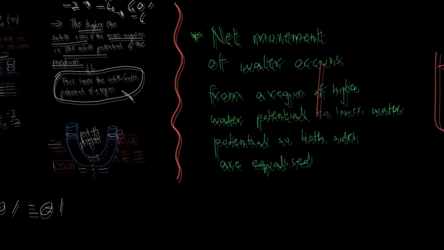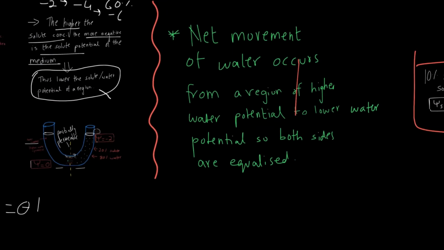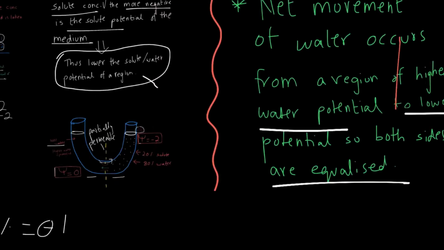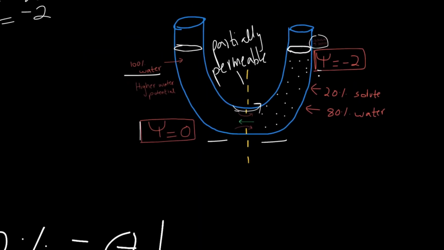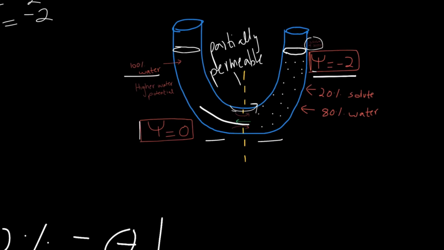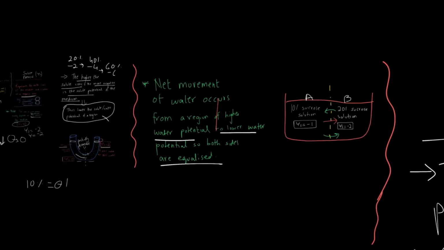Now, as I stated right here, the net movement of water occurs from a region of higher water potential to lower water potential, so both sides are equalized, right? This has a 0 water potential and this has a -2. So water has to move out of this solution. Even though water from this region is moving here as well, the net movement has to happen from a higher water potential to a lower water potential, so that the two can be equalized.